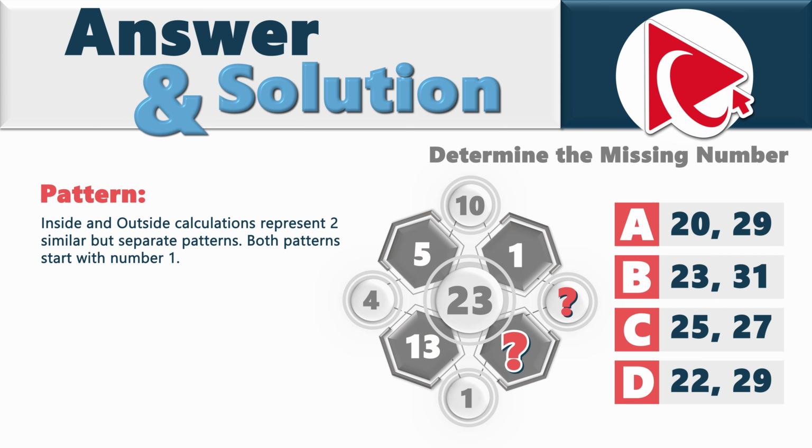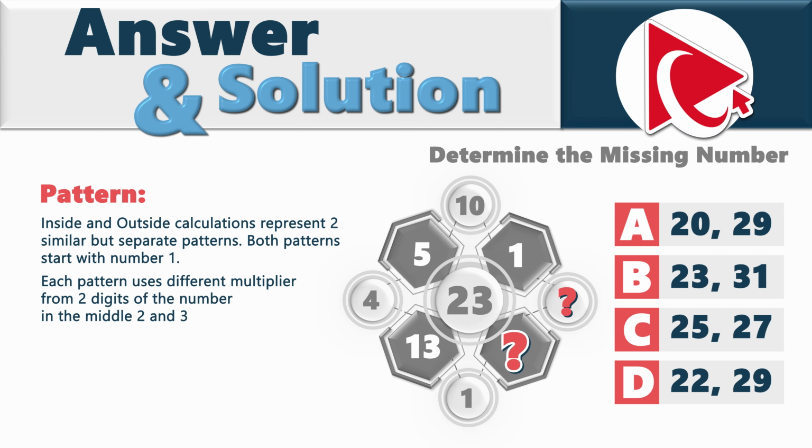What's interesting about this question is that each pattern uses a different multiplier. And there are 2 multipliers, one for the inside pattern and another one for the outside pattern. And there are 2 digits in the middle number. Does it give you a hint? For the outside pattern, the multiplier is 2, and for the inside pattern, the multiplier is 3.